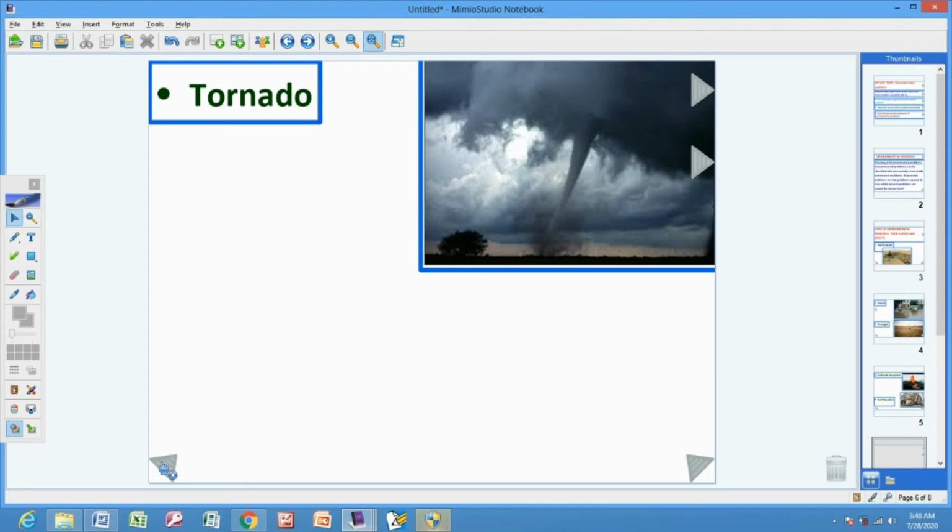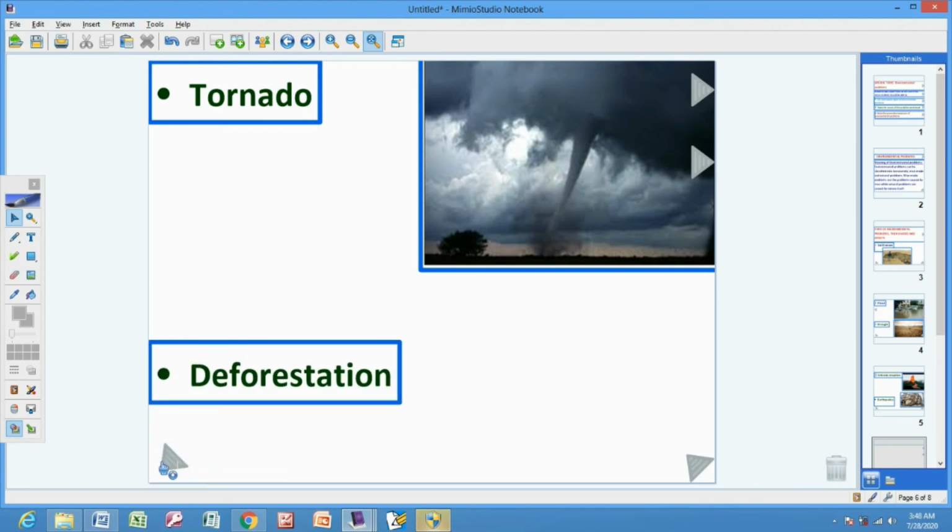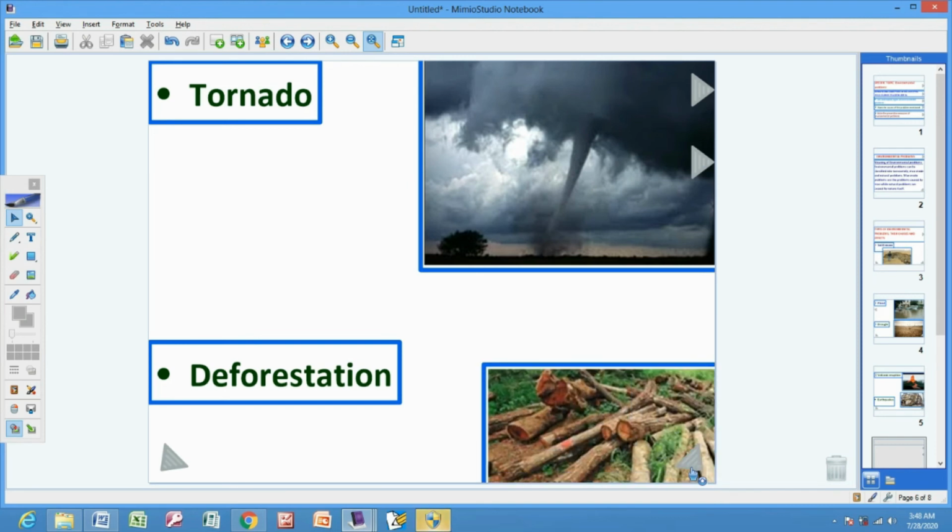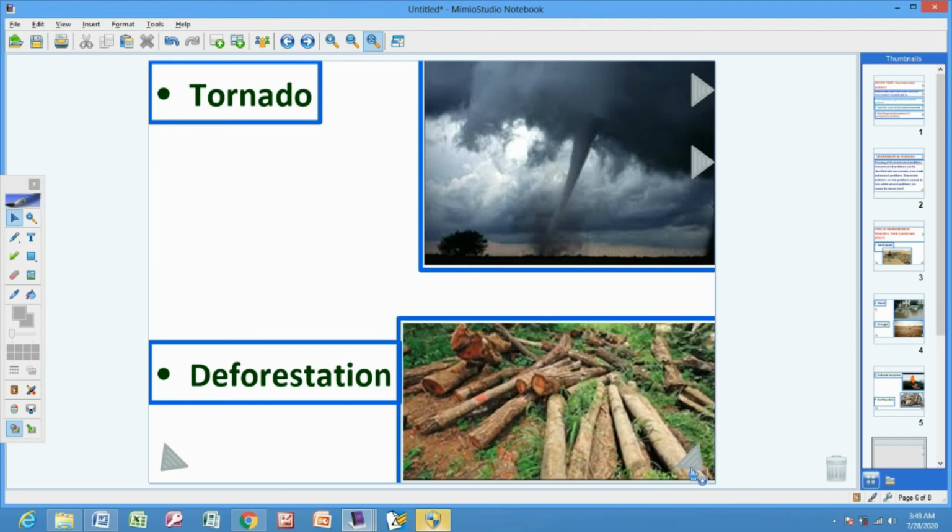Then the last but not the least is deforestation. Like I've earlier said, deforestation is the clearing of forests by cutting down trees for various reasons. That is the meaning of deforestation.